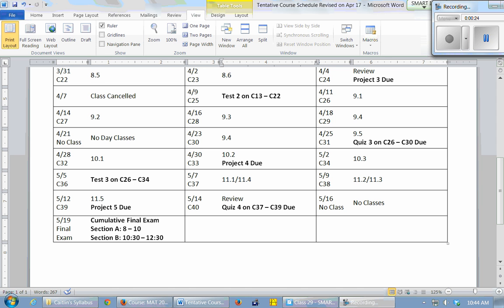So that's your next thing that's due, quiz 3. Project 4 is due the following week on Wednesday. And then test 2 is the week after that on Monday. And I eliminated the review for test 3, the class where we review for test 3. But on the Friday before the test, I will stay for the afternoon if anybody wants to ask questions. We can have a little review session in here Friday afternoon if you need it.